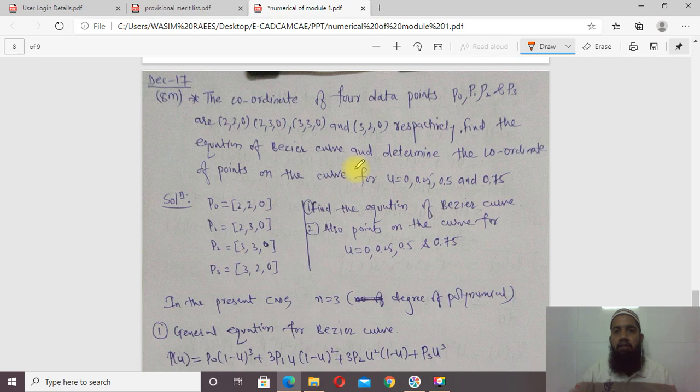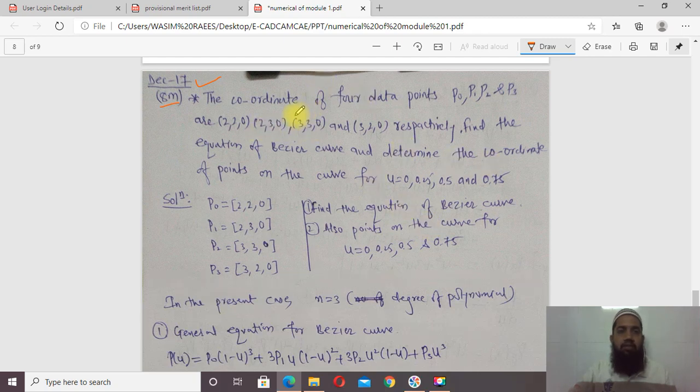Last time we have seen a numerical on the Bezier curves, and that is the first numerical, and today I am going to start the second numerical on the Bezier curve. This numerical was asked in Mumbai University in December 17 for 8 marks.